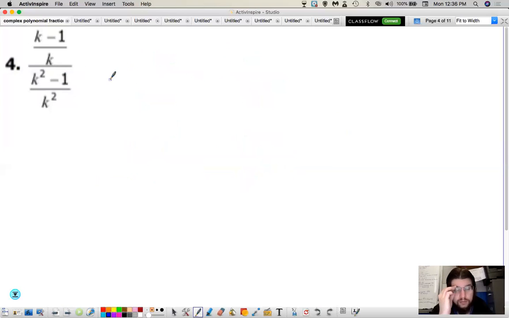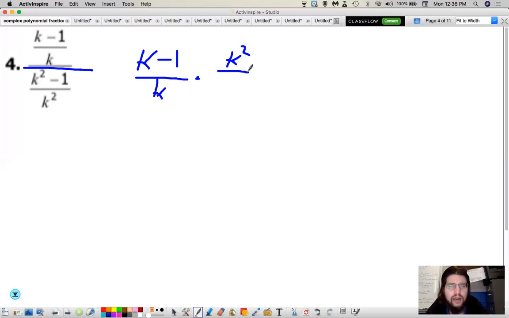Okay. Let's check this one out. Again, nothing canceling. Let's divide. K minus 1 over k times the reciprocal. And I'm going to go ahead and this time I'm going to factor as I go. It's the difference of squares, k minus 1, k plus 1.